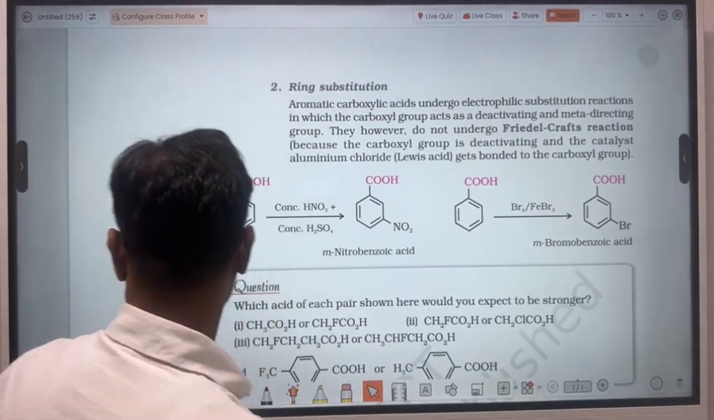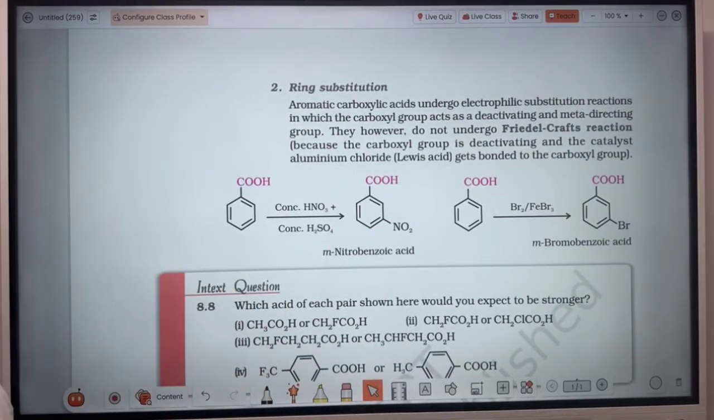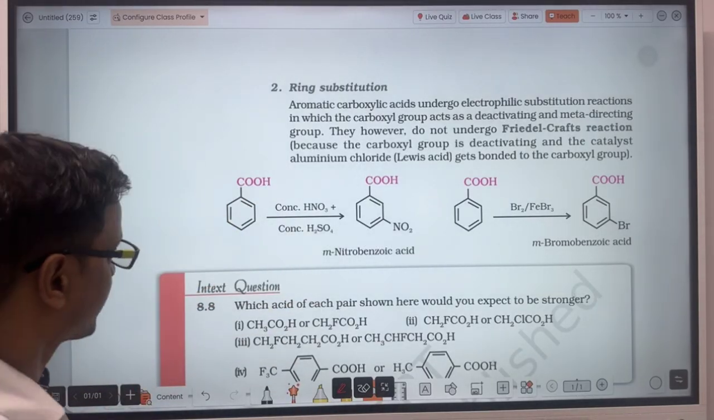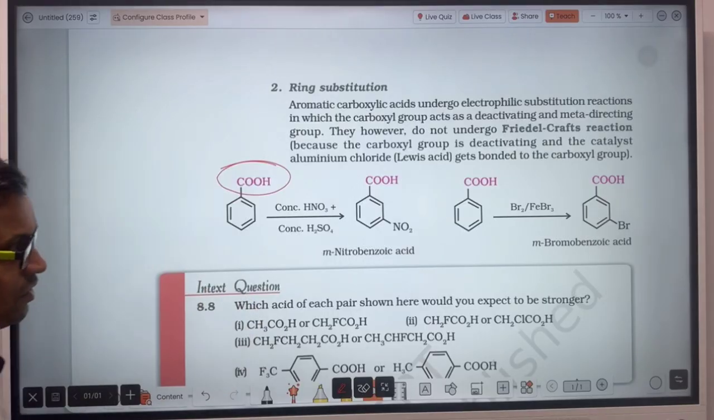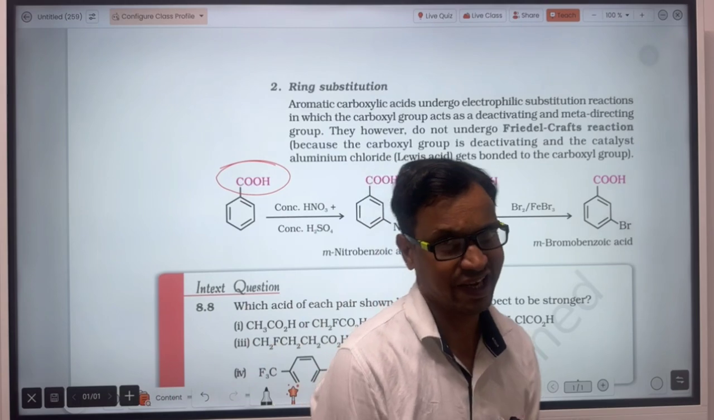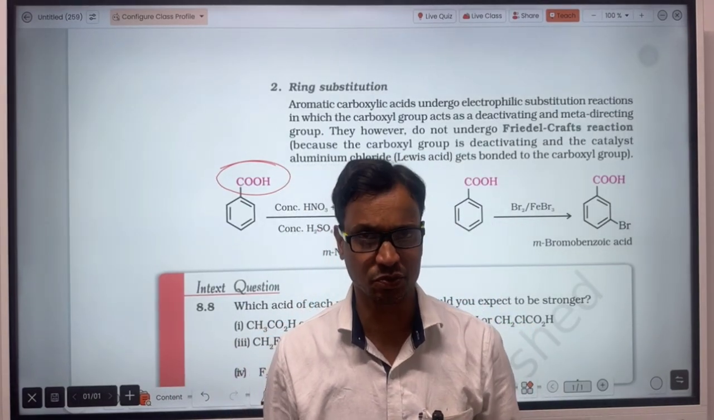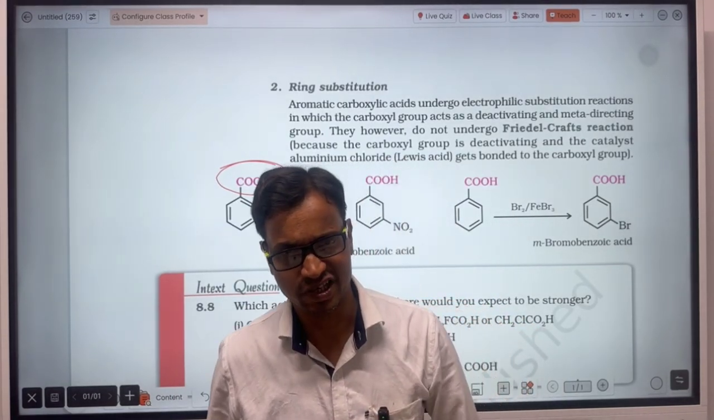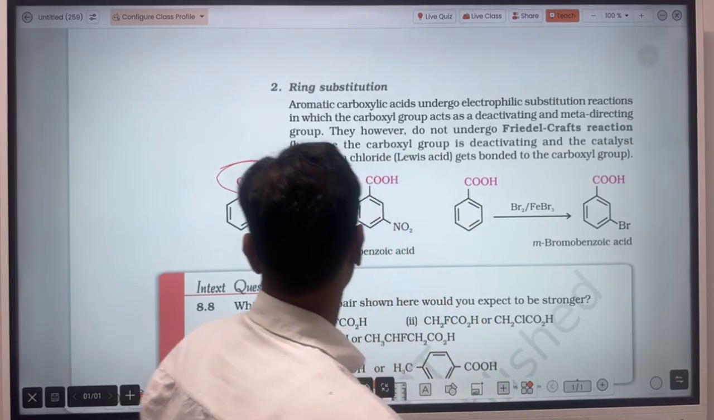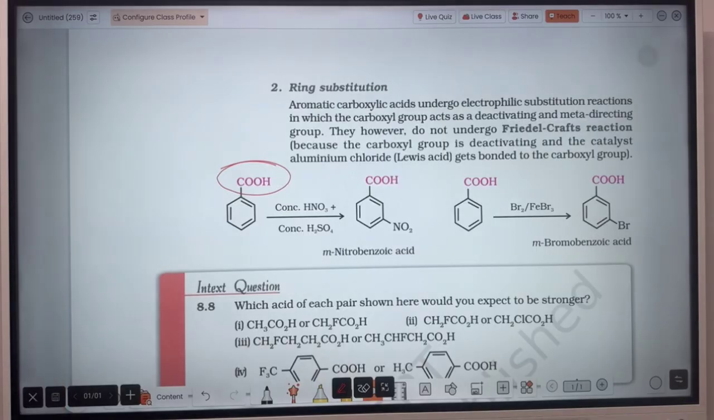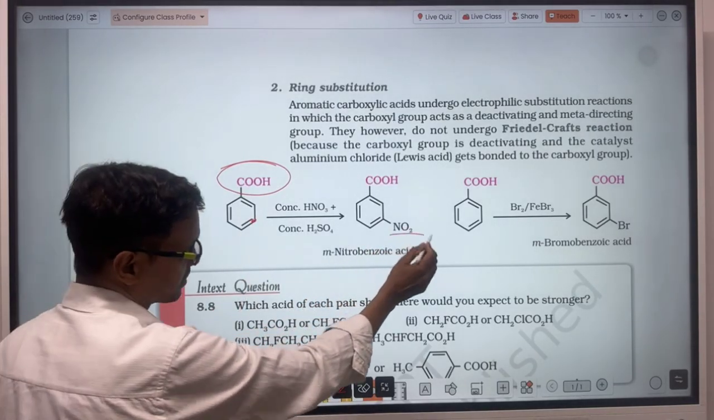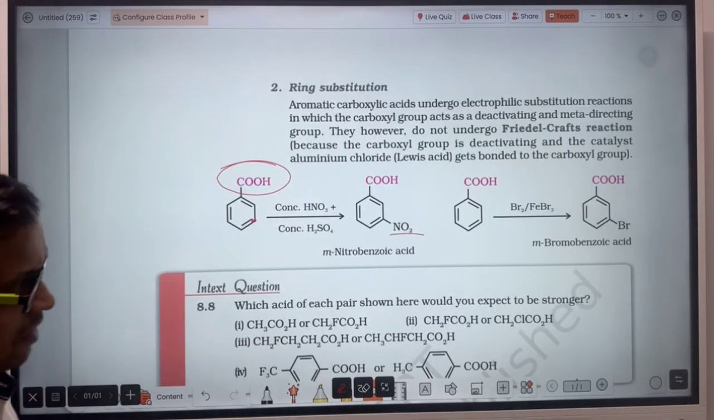The next reaction is ring substitution. You already know that in ring substitution, COOH is an electron withdrawing group, not an electron releasing group. As in the case of aldehyde or ketone, the acyl carbon atom was an electron withdrawing group. In the same way here, this one is an electron withdrawing group. So it will direct the electrophile only to the meta position. So at the meta position, the NO2 group has been bonded.